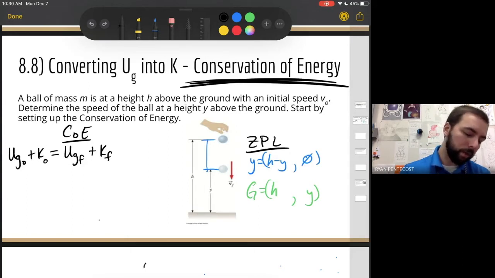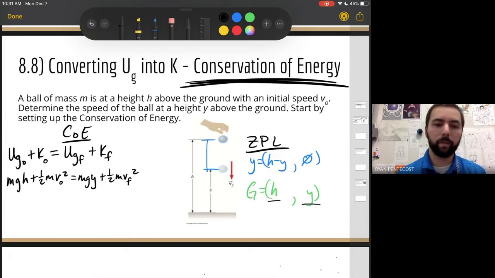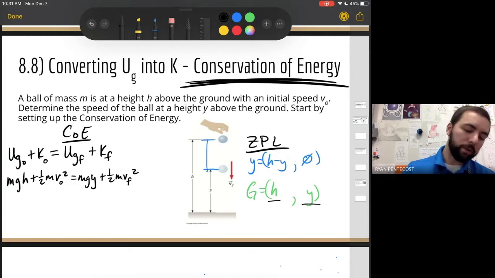So we have here mgh, right? Because we had these initial and final values, plus 1/2 m v naught squared equals mgy plus 1/2 m v final squared. So this is what we start with. Okay. What I'll do first is, I'm going to do a demonstration real quick.